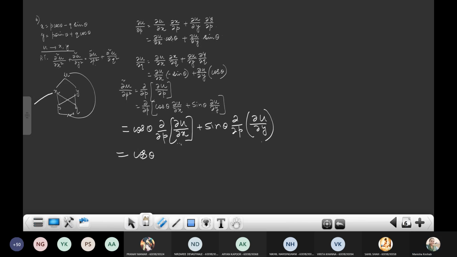Anyone else? Yes, del u del x with respect to p we need to find. So obviously x is a function of p, that we need to consider, right? So partial differentiation will come. Ma'am, we can write del u del. No, sorry. And any other?